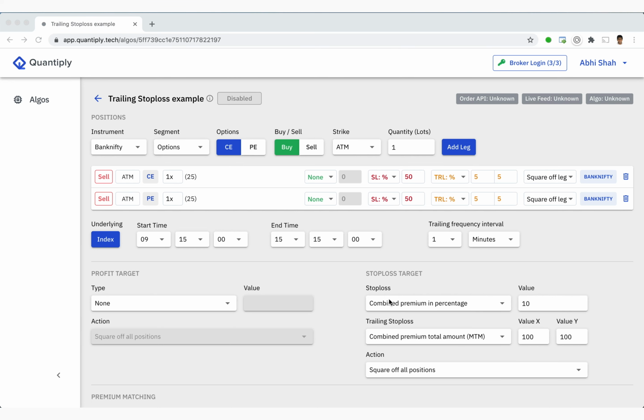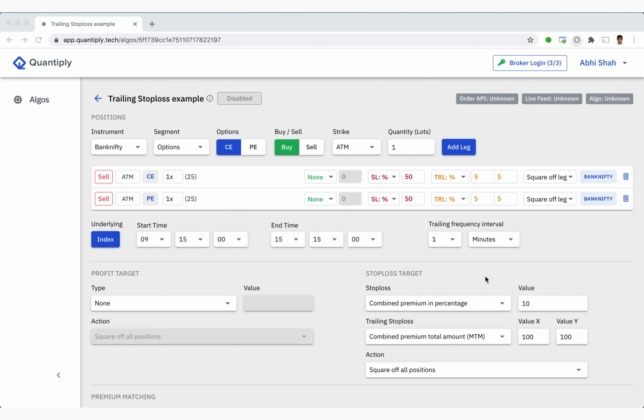And vice versa. So that sort of combination is also possible. Now coming to the last setting for your trailing stop loss, which is the trailing frequency interval. The default setting is 1 minute. It means that the LTP is checked every minute, or at the end of every minute, that is at 60 seconds of every minute, to see whether the price has trailed by X.